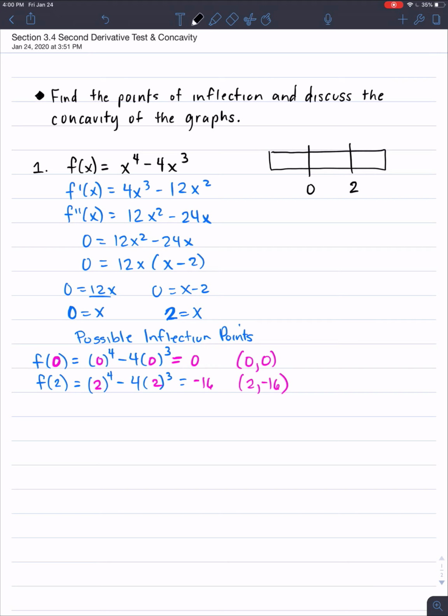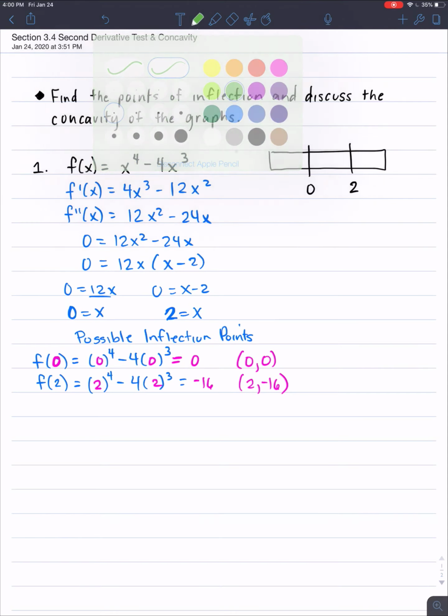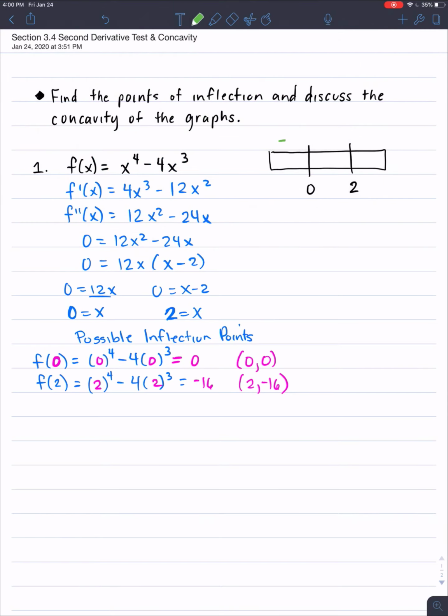To create test intervals, we want to pick any value to the left of 0. I'm just going to pick negative 1. You can choose anything; I could choose negative 3, negative 5. Negative 1's just easier because it's going to be easy to work with. Pick a value between 0 and 2. I'm just going to choose 1. And then I'm going to pick a value that's greater than 2, and I'm just going to choose 3.